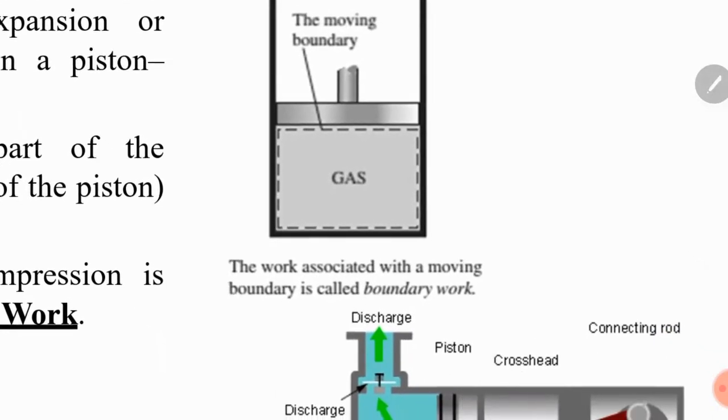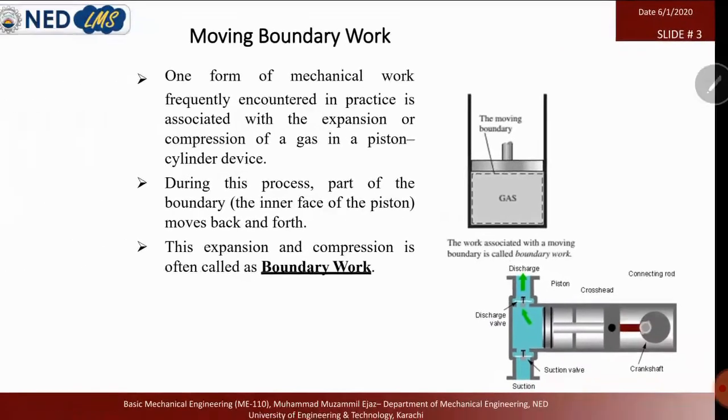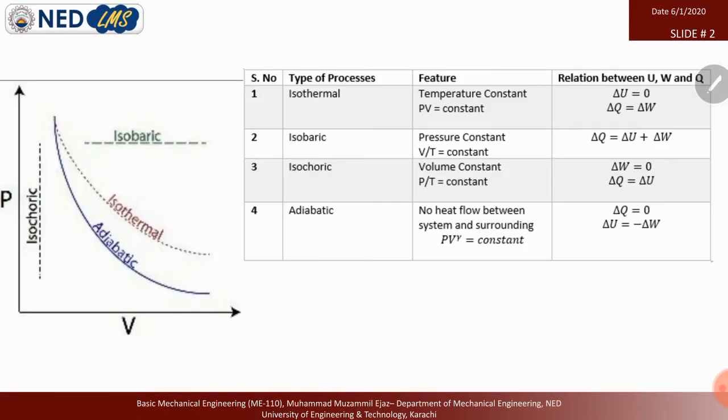When this piston comes closer to the bottom of the cylinder, the gas is compressed, and during compression the chart will move like this. Sorry, expansion process. If it is an expansion process, then the process is like this. This is state 1, this is state 2. So the pressure decreases and the volume rises.